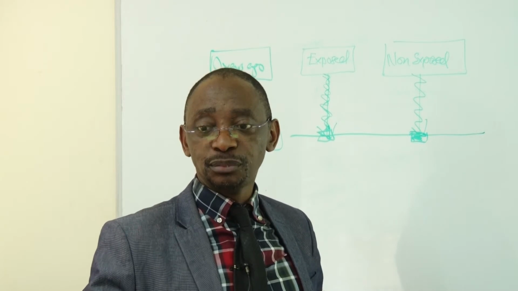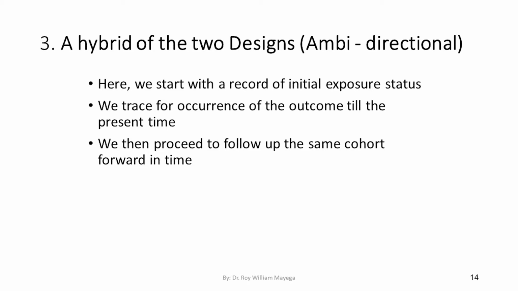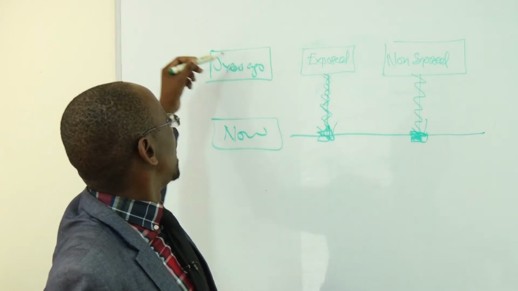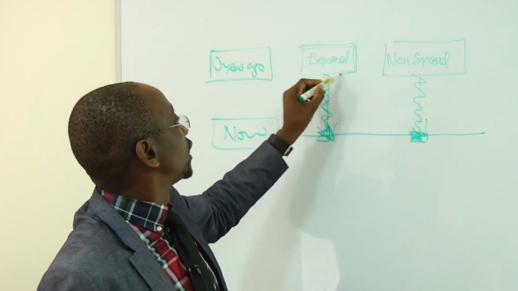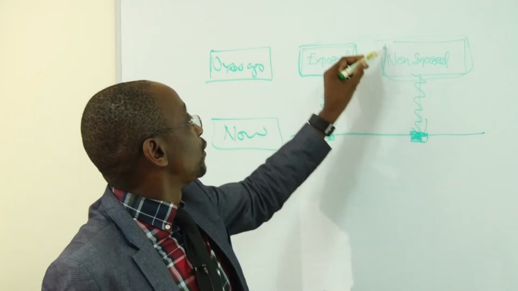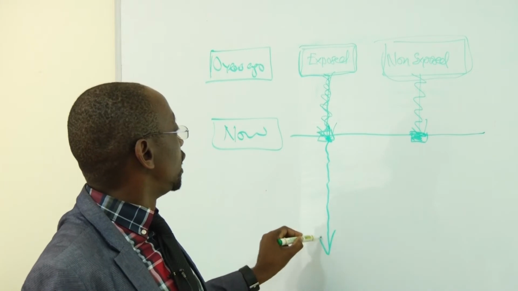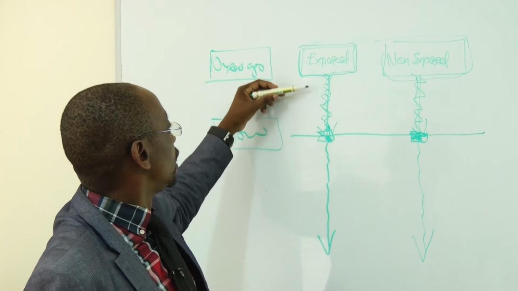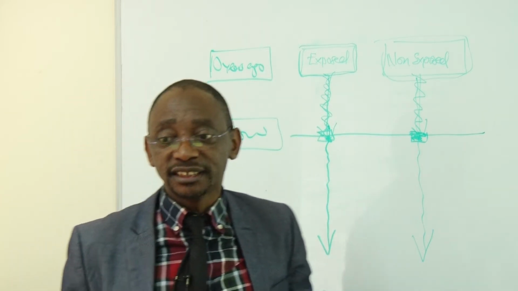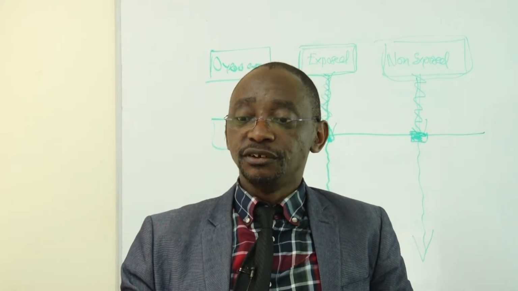The third type is a hybrid of the two designs, which we also call ambidirectional. So I look 10 years ago or several years before. I select people who were exposed several years ago. I follow them up to now, but I don't stop now. I continue following them into the future to see those who develop outcomes of interest. So I go beyond now and go into the future. So that's a hybrid of the two, and that's what we call the ambidirectional cohort.